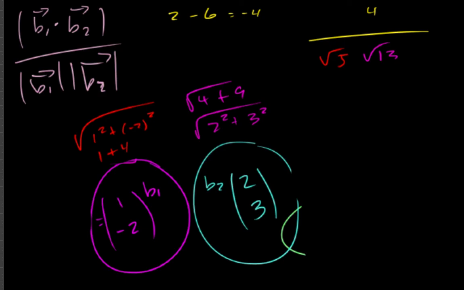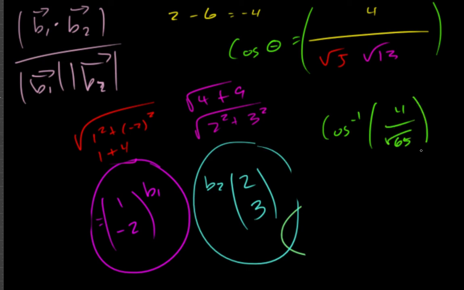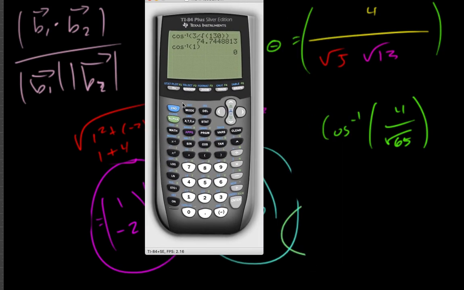Okay, now this is equal to cosine theta, and so we just need to take the inverse cosine of both sides and multiply those together. We get that. Go to the calculator, do the inverse cosine, 4 divided by square root 65. We get 60.3.